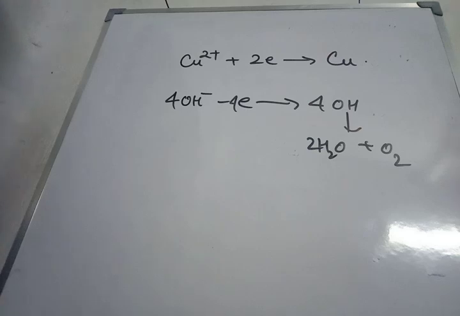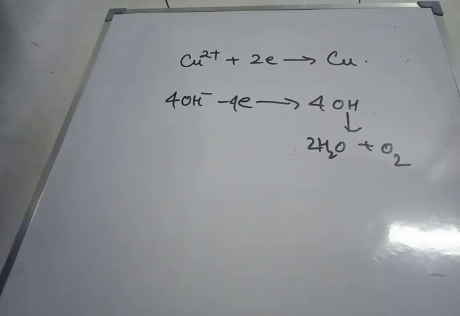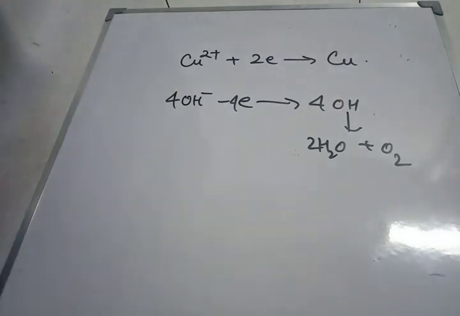Now we have to remember these three observations. First observation: a colorless, odorless gas evolved at the anode that relights a glowing splinter. Second observation: reddish brown deposit of copper at the cathode. And third observation: blue color of the solution fades. Now we are going to do some points under this.